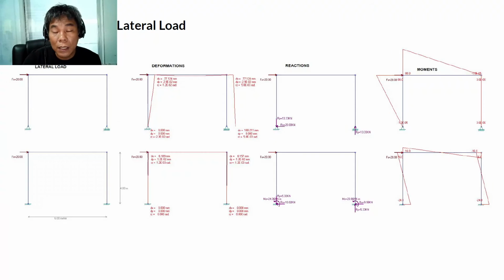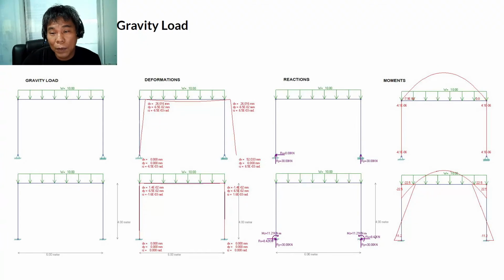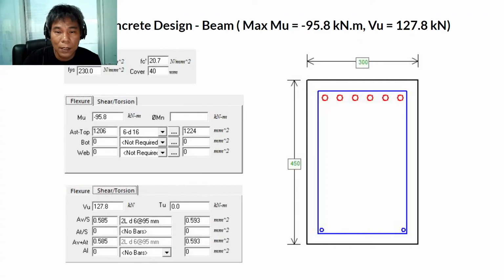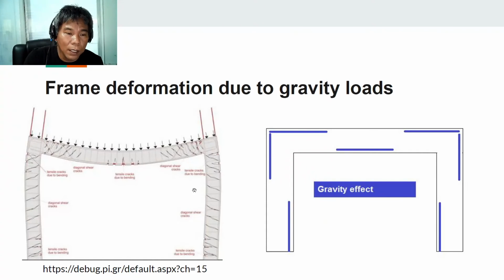But that's combined, for the gravity load. So that's the result I presented, and as you can see there are cracks. Because it is in tension at the middle at the bottom, so this is where the cracks start. At the top, tension at the top, so this is where the cracks start. So this is where the rebar is placed.